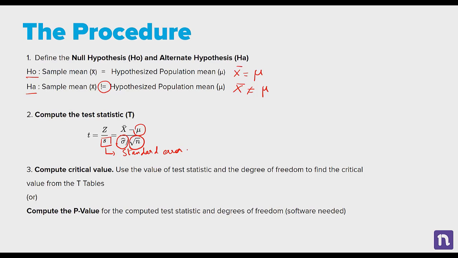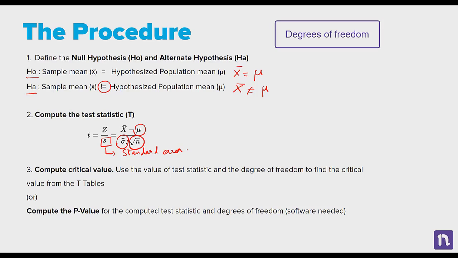The next step is to compute the critical value. Now you know the value of t, you need to look it up in the t tables. What should be the critical value for t for a given significance level and for the given degrees of freedom that we have for our data set. So that is one way. The other way is you can directly compute the p-value of the computed test statistic. And this p-value depends on the number of degrees of freedom as well.